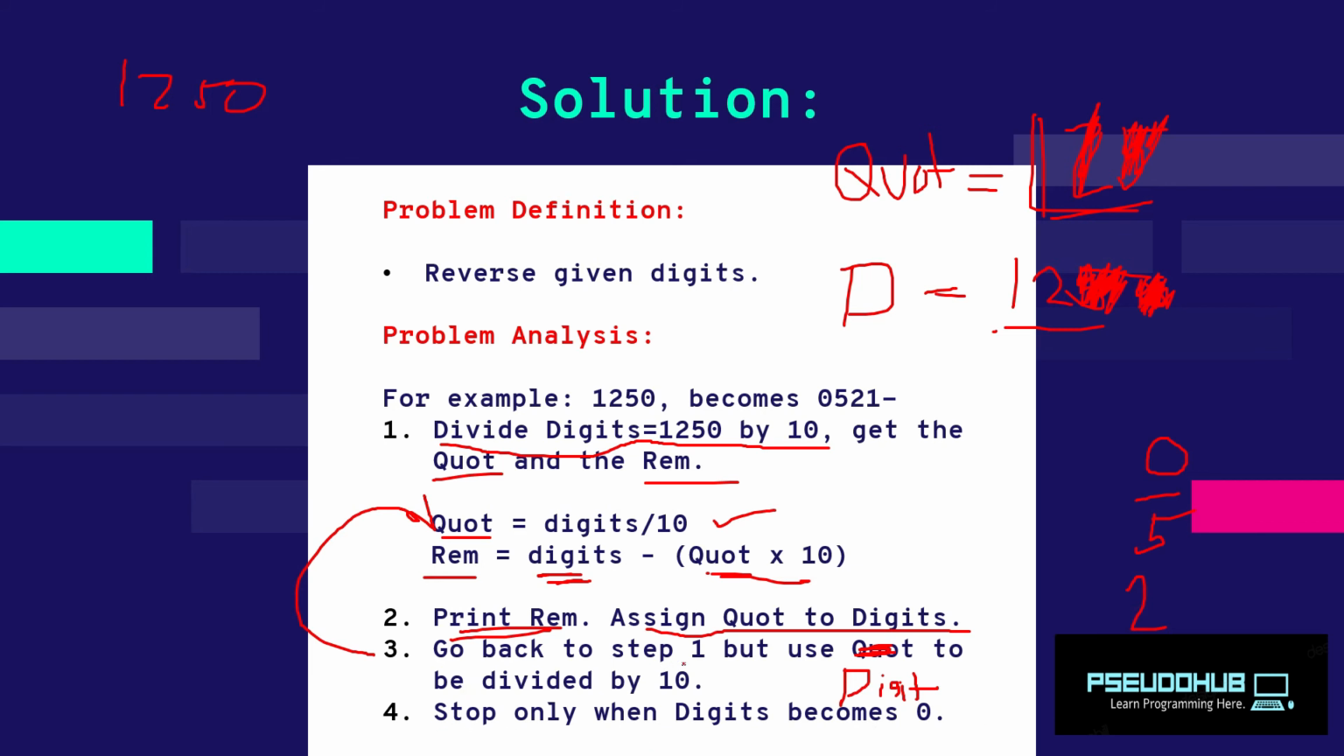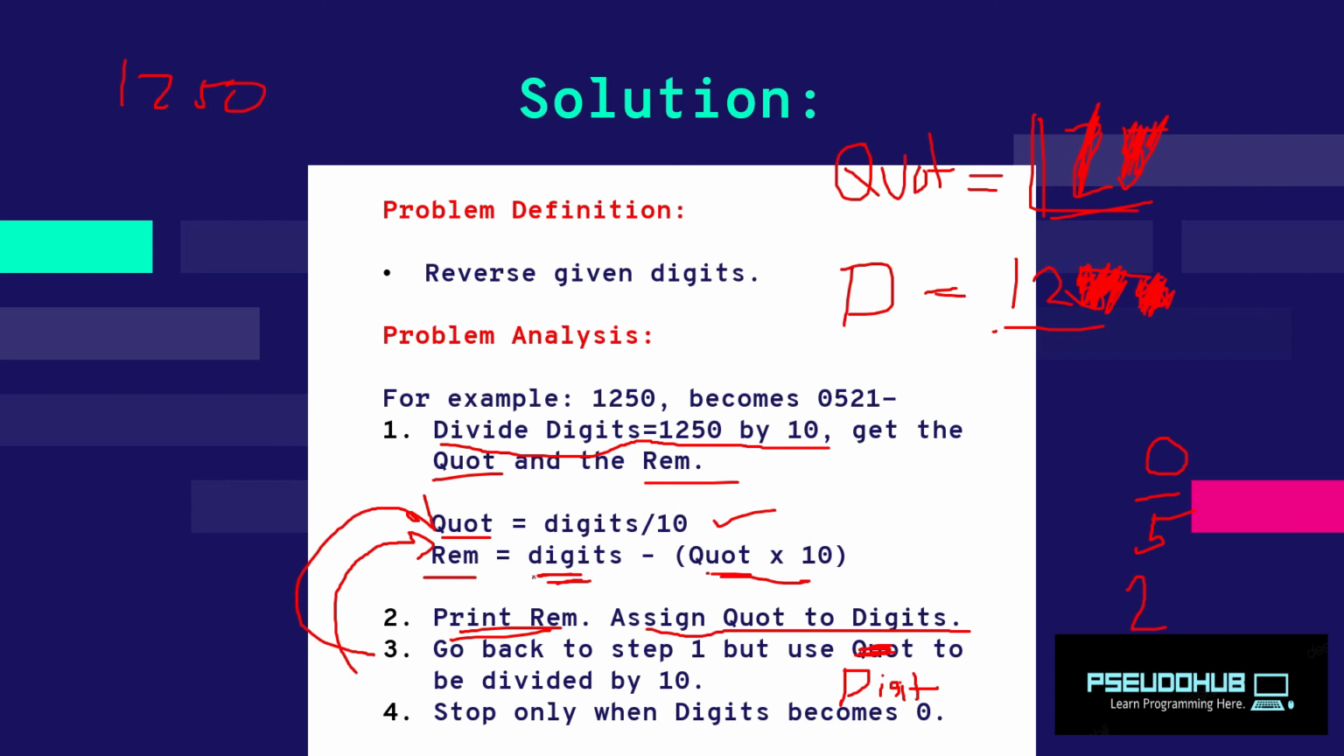Go back to step 1, but use digit to be divided by 10. So we go back here. The digit is currently 12 divided by 10. So the digit is currently, no, wait.